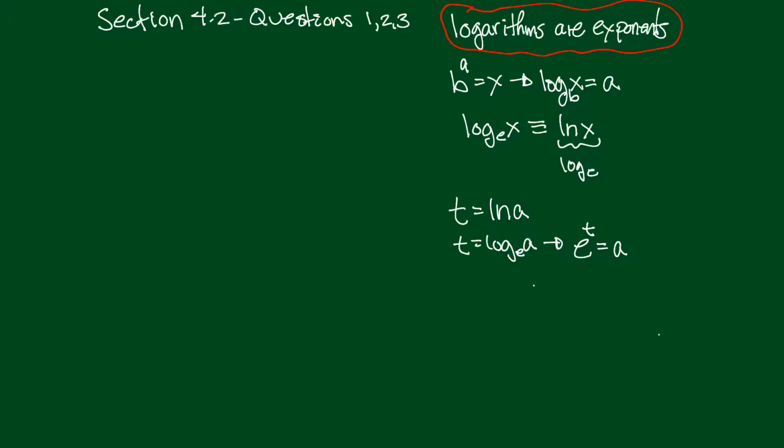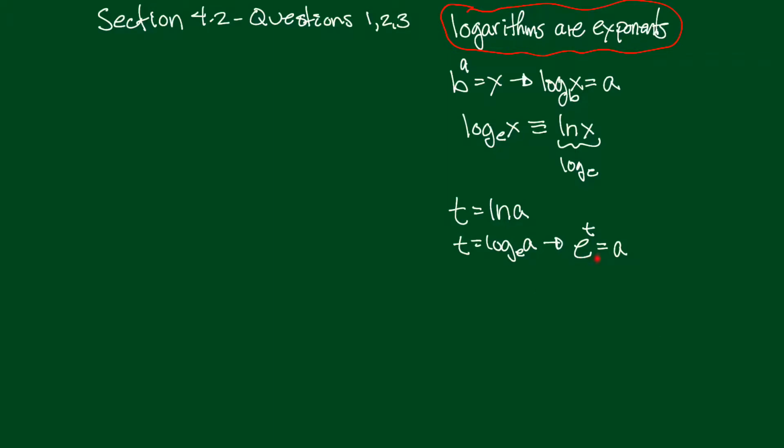Let's just run through it again. So if I have this expression here, t is equal to the natural log of a. Natural log I see in my head as log base e. The logarithm is the exponent. So the exponent is t, exponents go on bases, and the base here is e. So I would write e to the exponent, e to the t, and that's equal to a.